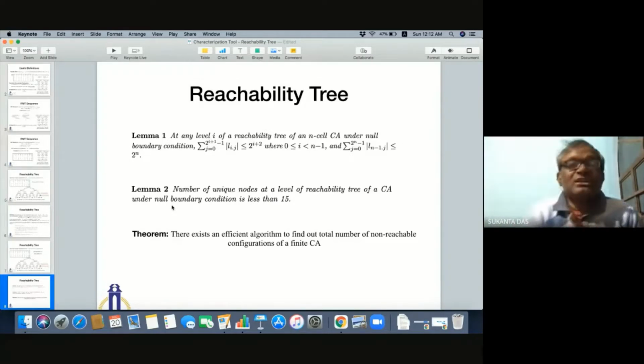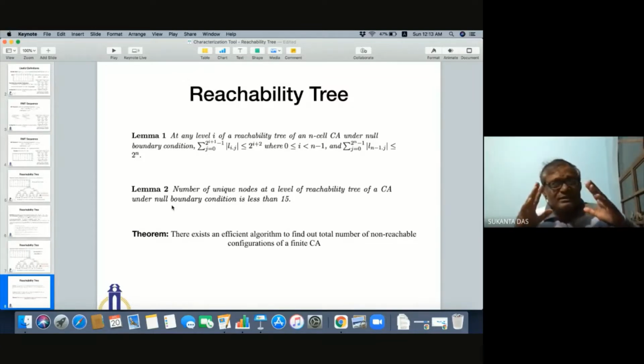Now come to the next result. This is very important. Lemma 2 and the next theorem are related. The reachability tree grows exponentially. There is no doubt about it. But the point is, for large n, it is difficult to deal with in a computer.